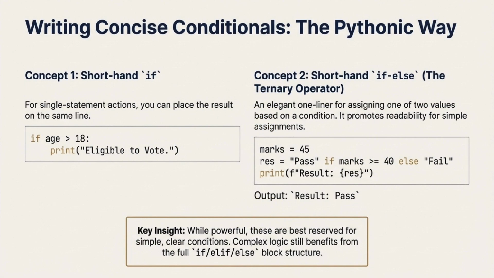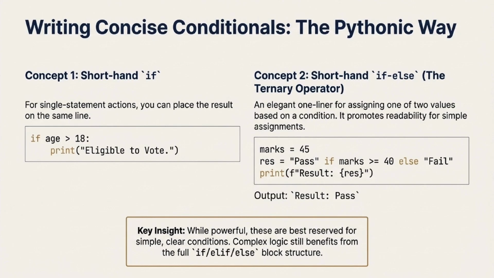When an if statement contains only one line of action, Python allows us to write the condition and the action on the same line. In the example shown, the program checks whether the age is greater than 18. If the condition is true, it immediately prints eligible to vote. This approach is useful for simple, single-line operations, and it helps keep the code short and readable.